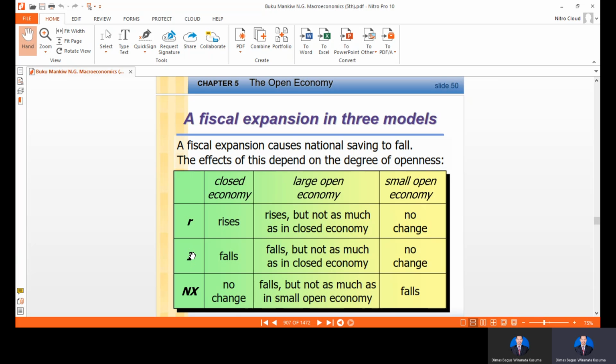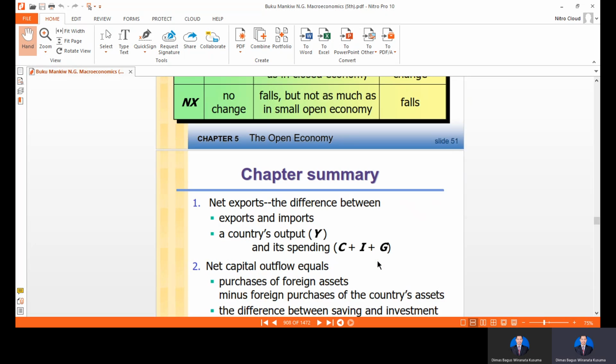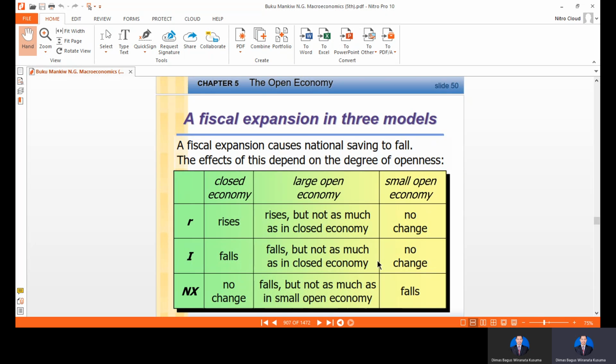And the second one, investment falls, but not much, and no change in the small open economy. For net exports, in the closed economy there's no change, but in the large open economy they fall, but not as much as in the small open economy. So the closed and small open economy are different.